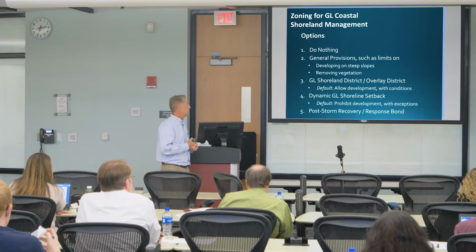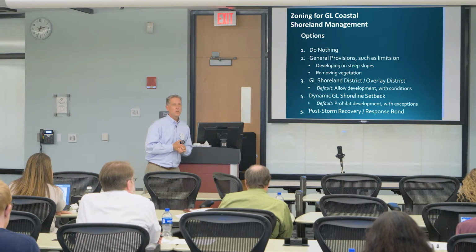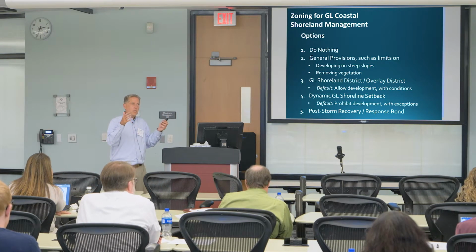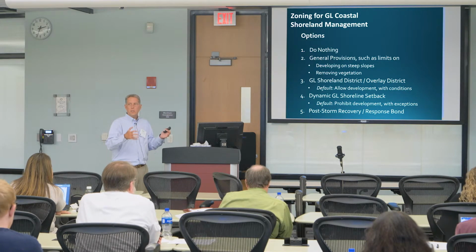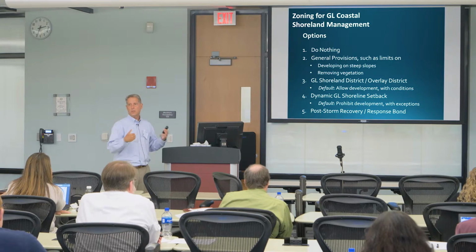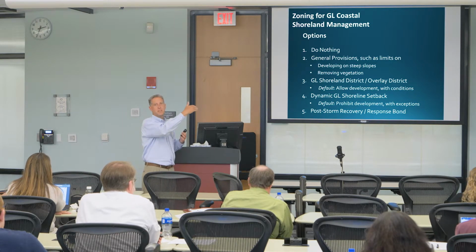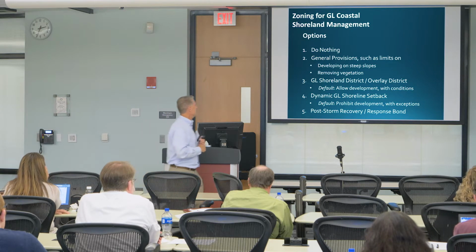The third is to do what Grand Haven did and St. Joseph, which is to adopt a special overlay district or a Great Lakes shoreline district, which now you're starting to funnel the requirements specifically to that district within that focused area. These, by the way, are not mutually exclusive. You could be doing everything except to do nothing. That's pretty much exclusive of everything else.